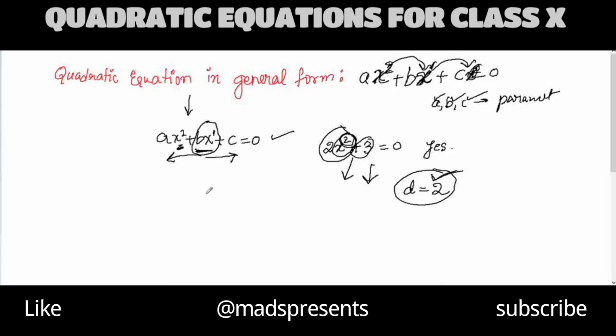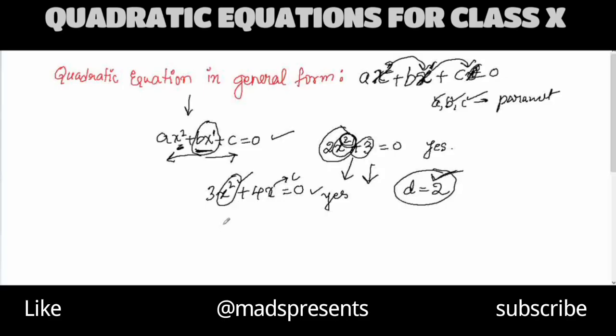For example, take 3x squared plus 4x is equal to 0. Sir, is it a quadratic equation? Yes, it is a quadratic equation because I have x squared, the degree 2. Sir, I don't have a constant. That is not my criteria. My criteria is that I need to have highest power 2.